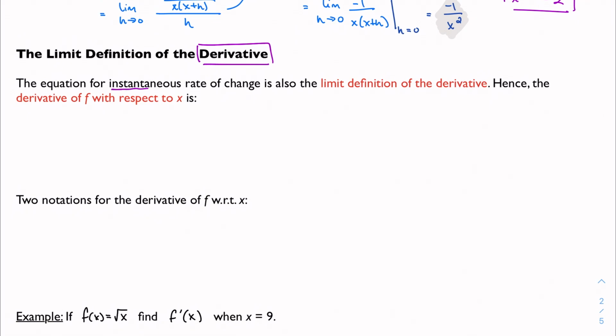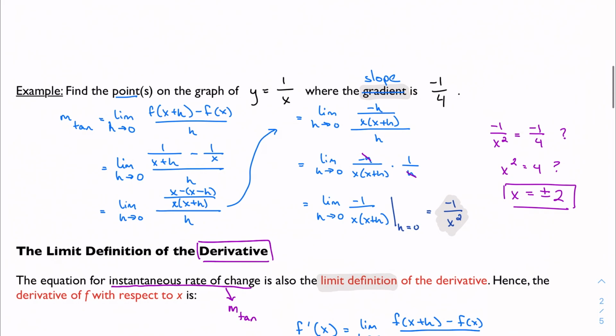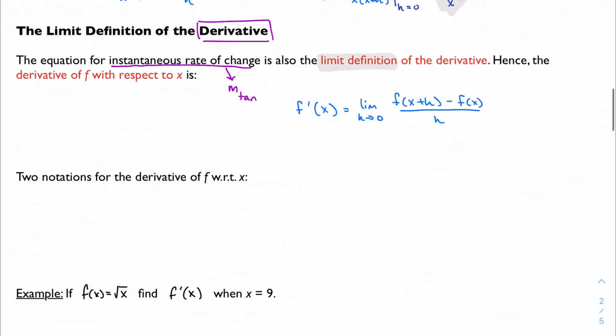So what we talked about for instantaneous rate of change, which is the same as the slope of the tangent line, is also what we call the limit definition of the derivative. In other words, the derivative of f with respect to x, or sometimes we'll write this as f prime of x, is the limit as h approaches 0 of f of x plus h minus f of x over h. So exactly what we've just been doing work on in the last video, just with a new fancy name.